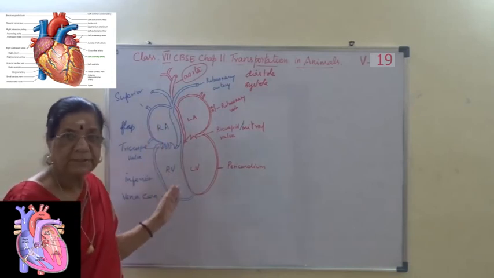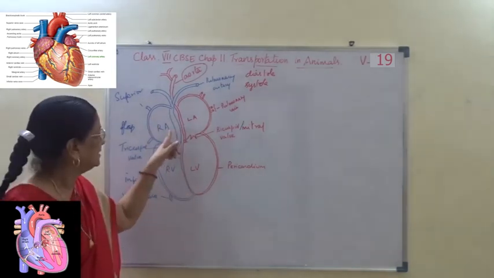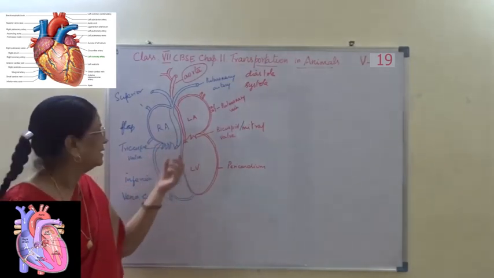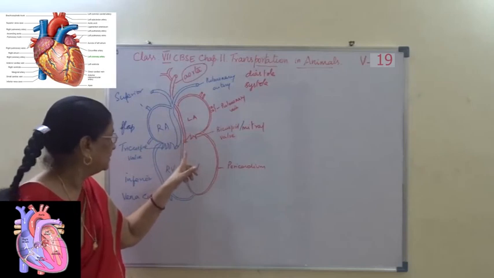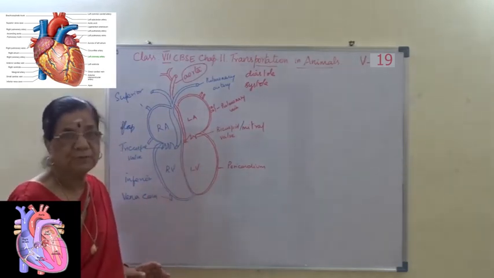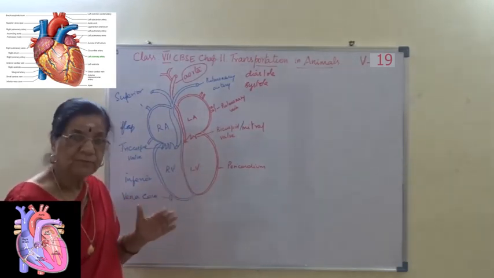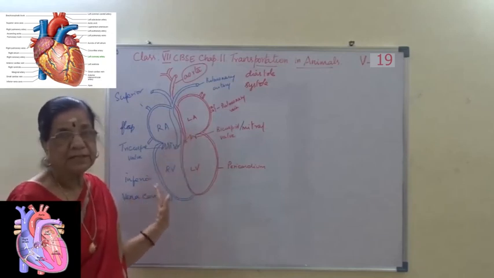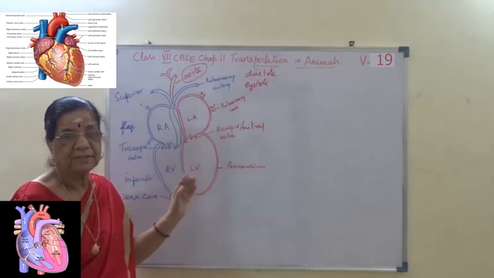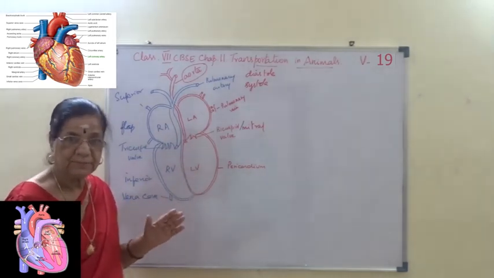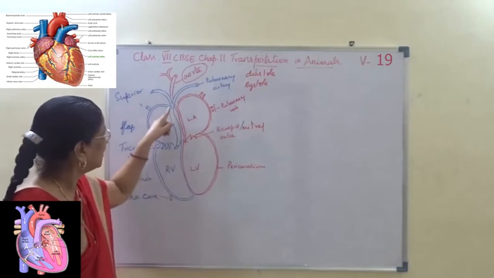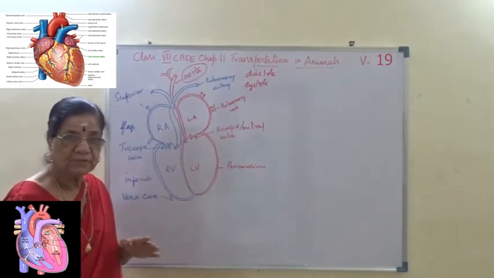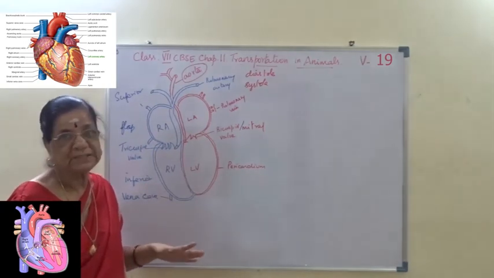They are separated by the interauriculoventricular septum. This portion is auriculo, this part is ventricular. So all four chambers, right atrium and left atrium, right ventricle and left ventricle, are separated by the interventricular septum, so that blood will not mix.